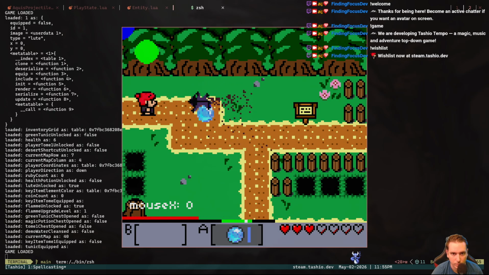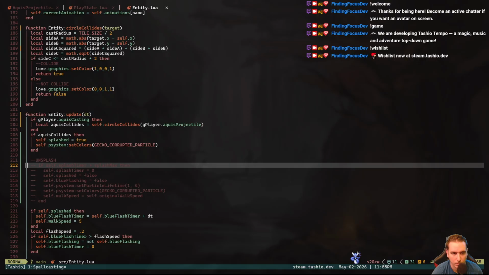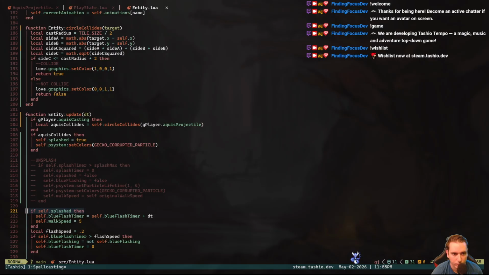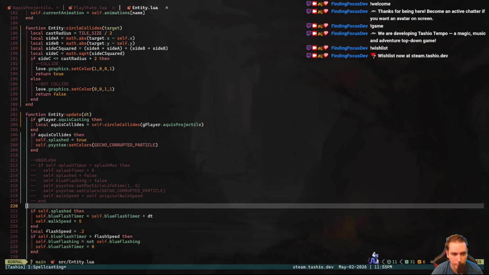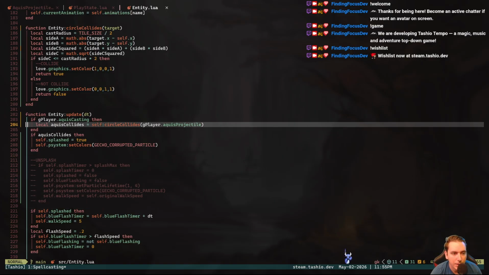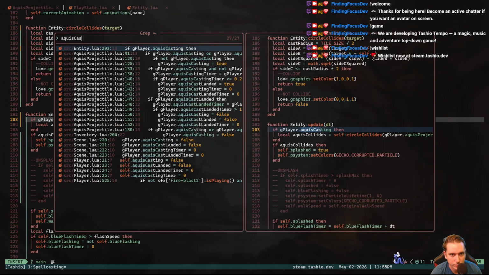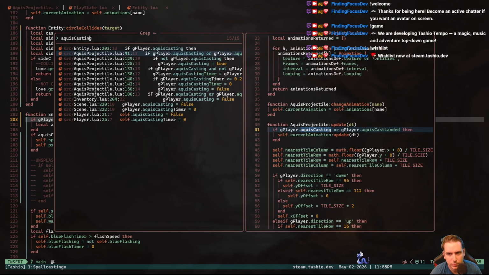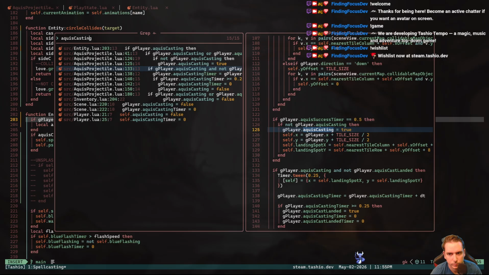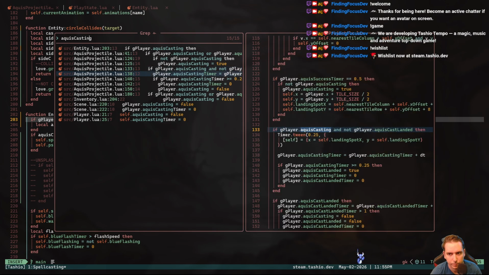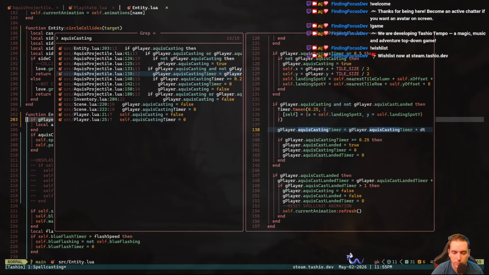It didn't trigger. Now we're still doing this thing where we should be flashing blue and getting slowed down. If we messed up this aqueous casting, it could screw up all this. It does look to be aqueous casting though. Yeah. Okay, so that's not the issue.